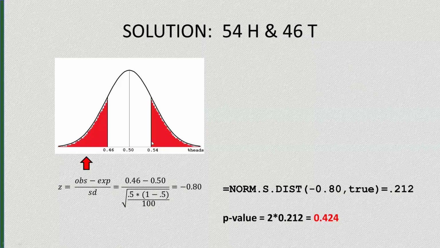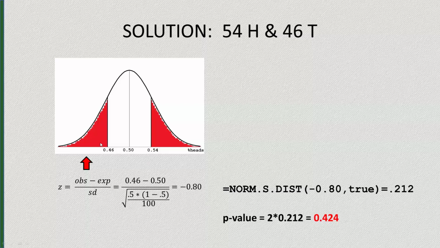Here we go. We got 54 heads and 46 tails, so we want the area from 54 on up. If 54 heads or more means an ungood coin, then something just as much off in the opposite direction is also a problem. Things could go awry in either direction. 46 minus the 0.5 that we expect, over the square root of p times 1 minus p over our sample size. This point is 0.8 standard deviations below average. This point will be 0.8 standard deviations above average.